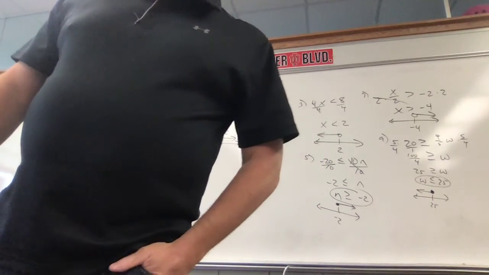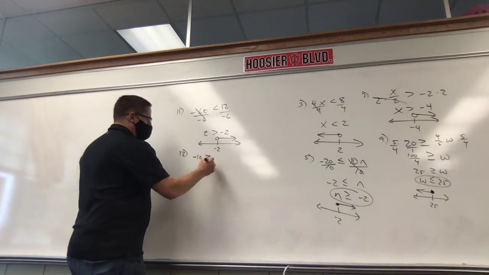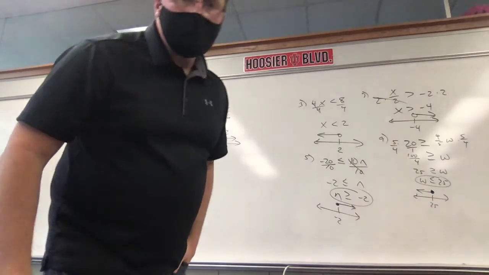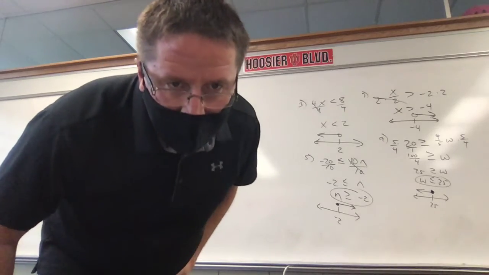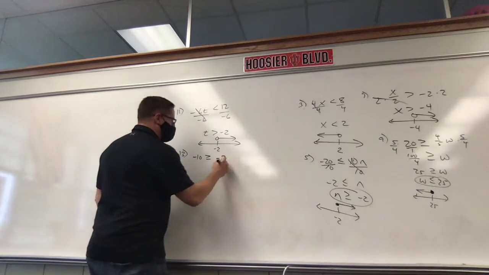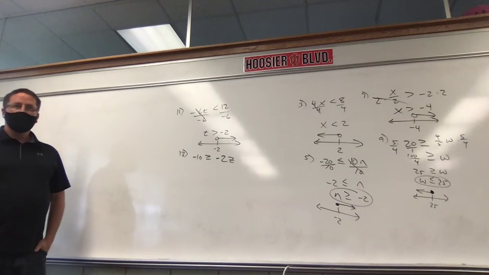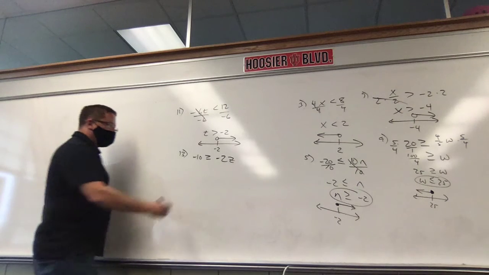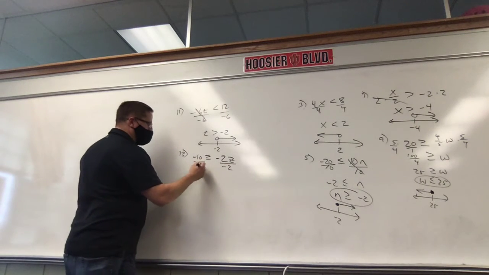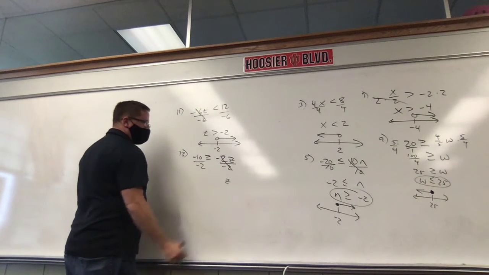Okay, so we have negative 10 is bigger than or equal to negative 2z. So we've got to get z by itself. We're going to divide by negative 2. These cancel, and we're left with z.